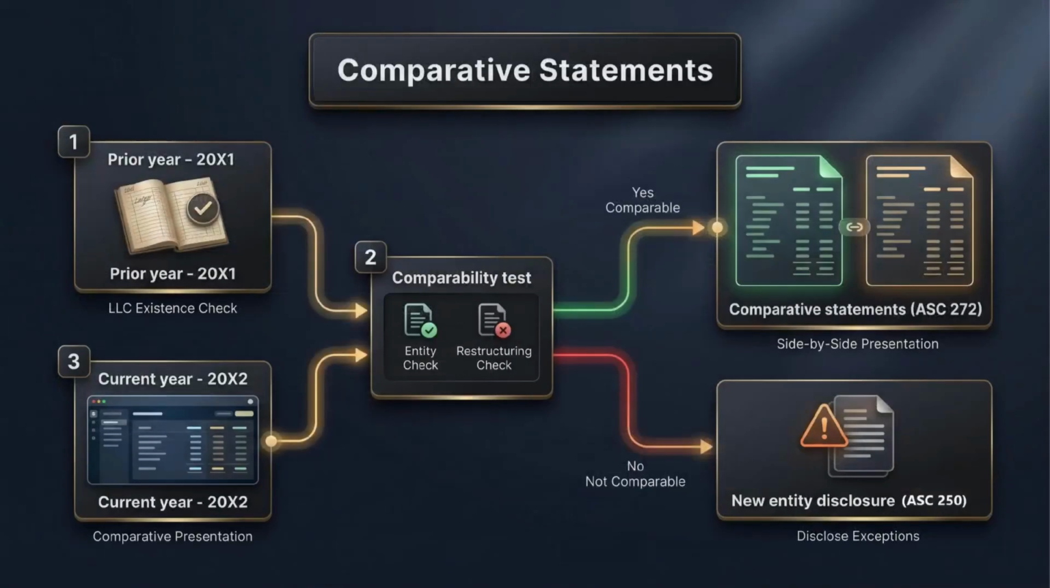Comparative statements are normally useful, but only when the earlier period is truly comparable. If the LLC has a continuous operating history, comparative presentation can help users see performance and equity changes over time. But if the LLC was newly formed through a restructuring, the predecessor period may not be directly comparable. In that case, disclosure is needed, and ASC 250 guidance on changes in reporting entity may become relevant.